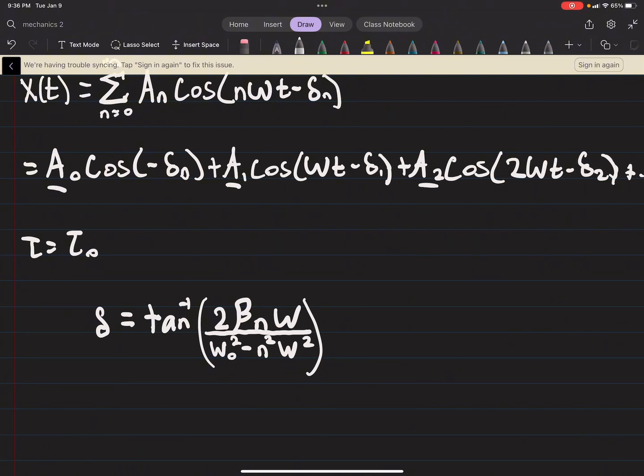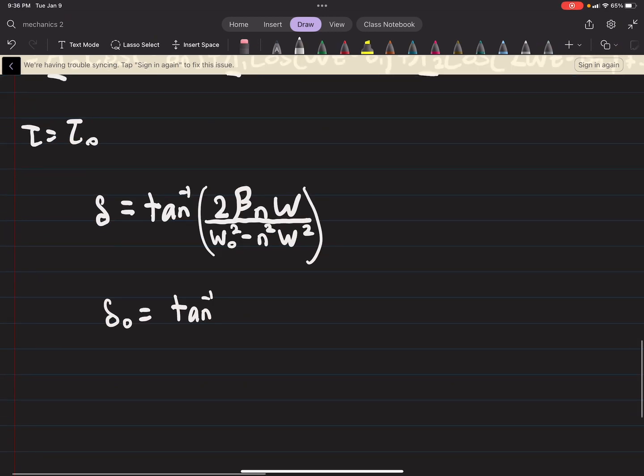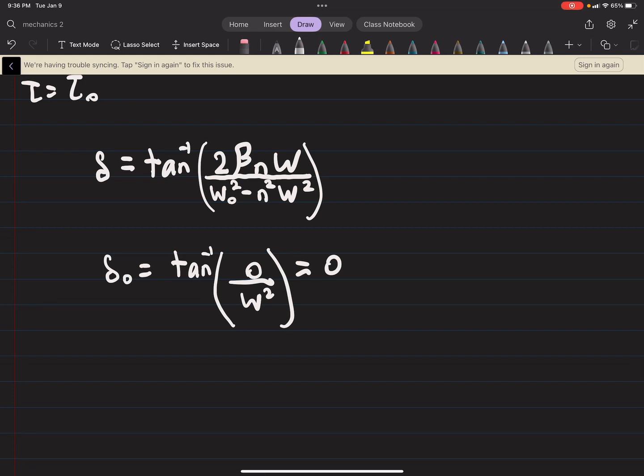For n equals 0, obviously, delta sub 0 is tangent inverse, and then, see, this is just 0 over omega squared. Okay. So that's obviously 0. Not much to say there. And we can do the same thing with all the other terms. Again, we're not going to calculate every delta because we only really need the first couple.